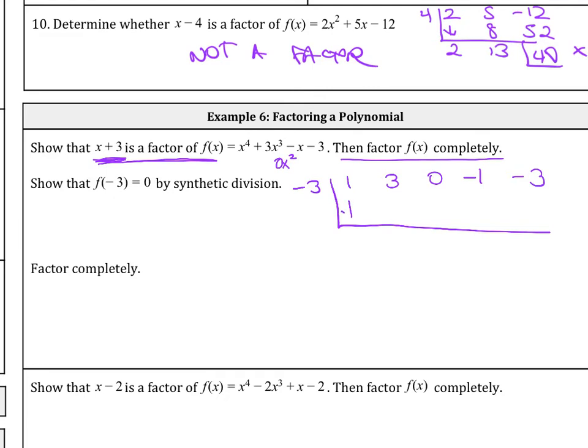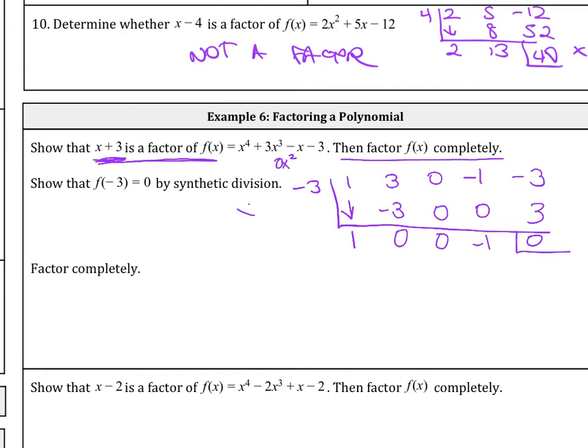So this should work. Okay, so there's no trick again. So drop down the 1. Negative 3 times 1 is negative 3. 3 minus 3 is 0. Negative 3 times 0 is 0. 0 plus 0 is 0. 0 times negative 3 is still 0. And then negative 1 plus 0 is negative 1. Negative 3 times negative 1 is a positive 3, and the remainder is 0.